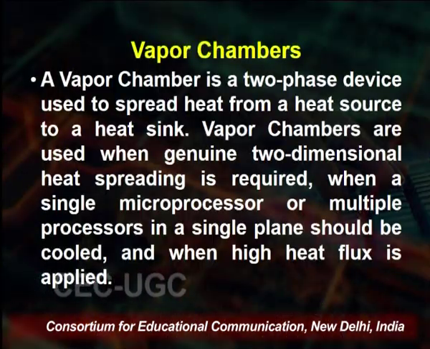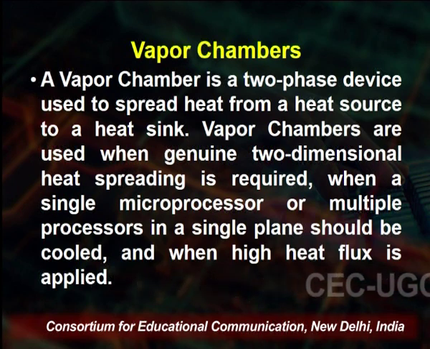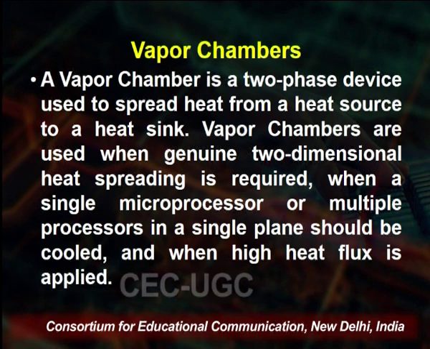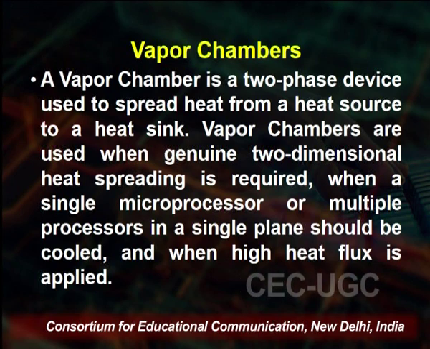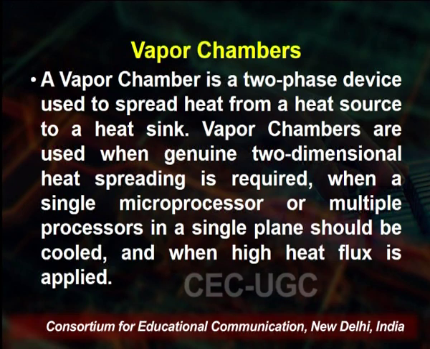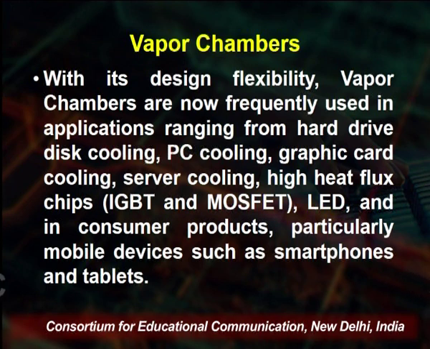Another type is the vapor chamber. The vapor chamber is a two-phase device used to spread heat from the heat source to the heat sink. Vapor chambers are used when genuine two-dimensional heat spreading is required, when a single microprocessor or multiple microprocessors in a single package should be cooled. When high heat flux is applied, then we use the vapor chamber.